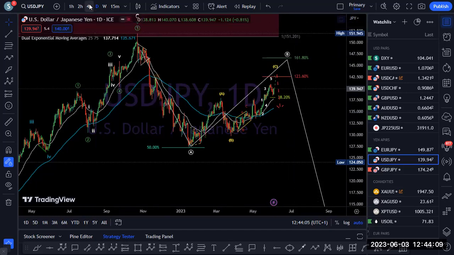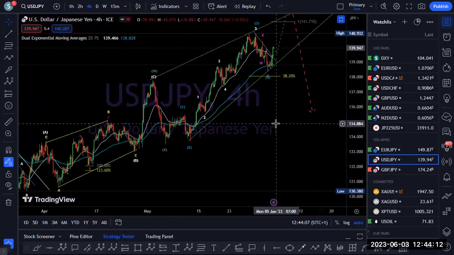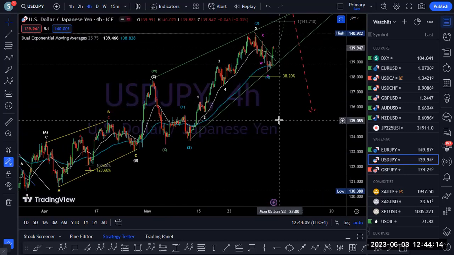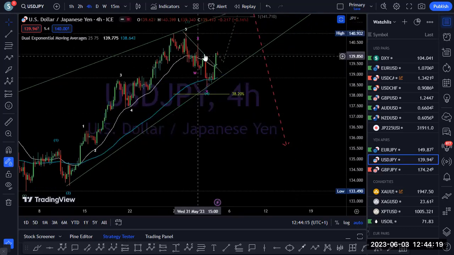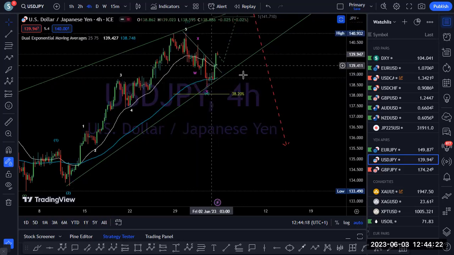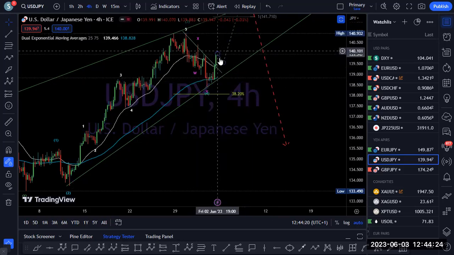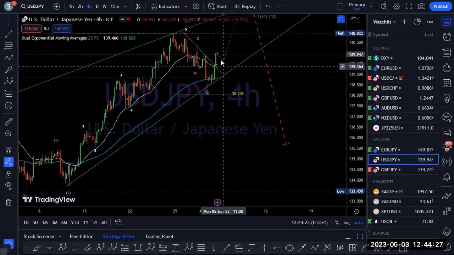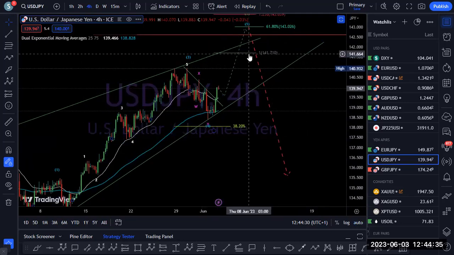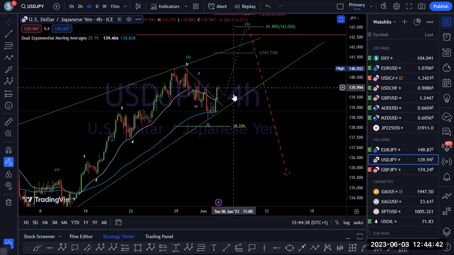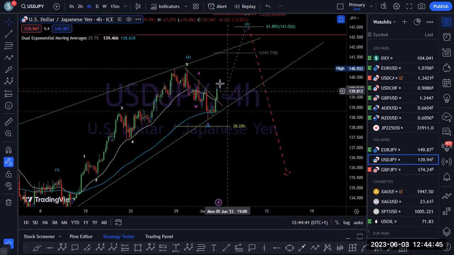Okay, so let's check 4 hours. On the 4 hours it seems it's making an ending diagonal. In any case, having broken this channel, WXY, or you can label it ABC, how do you trade? Wait for a pullback or correction before joining the buyers. The buying will continue from here to at least 141.6, but the way I'm seeing the market, it can go all the way to 145. So let's focus on how you enter and join the buyers.